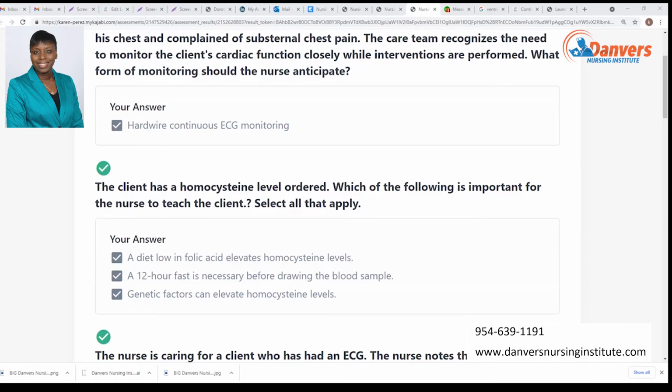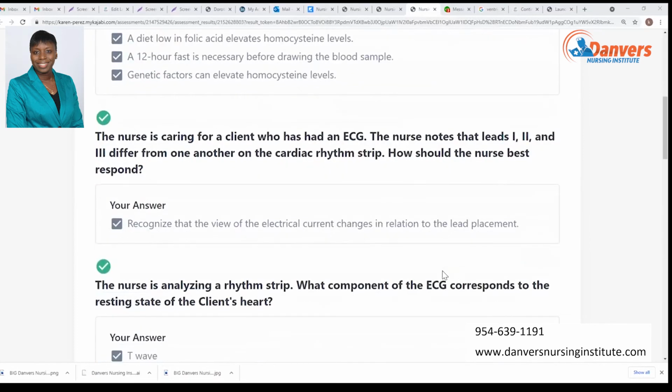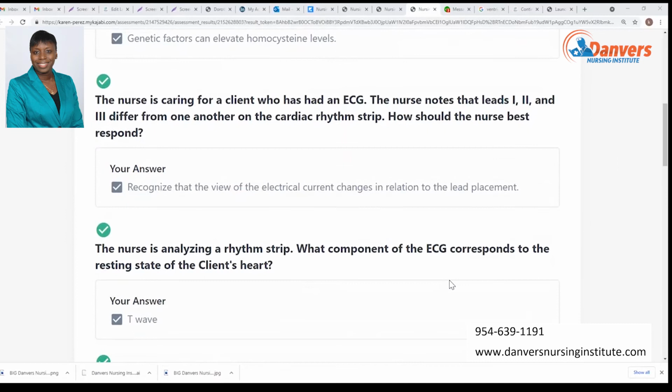However, if there's a high homocysteine level, this means that the person has some vitamin deficiency. And so without treatment, this elevated level can increase the patient's risk for dementia and heart disease and even stroke. So what the nurse should teach the patient is that a diet low in folic acid can cause an elevated homocysteine level. In addition to that, a 12-hour fast is necessary before the blood is drawn, and genetic factors can elevate the homocysteine level.